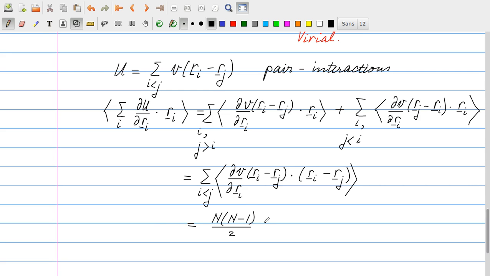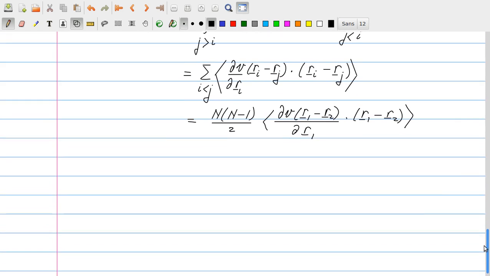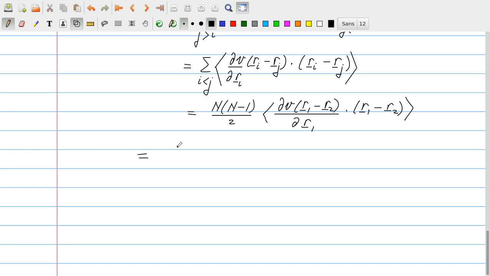And then we could just single out one pair, for example, dv(r1 − r2)/dr1 dot product with r1 − r2. And because it doesn't matter which pair we are looking at, we could also write this as the integral with a prefactor of n times n − 1 as an integral of g(r) times dv/dr, and this is in particular in the case where v depends only on the amplitude of the distance, so v is v(|ri − rj|).